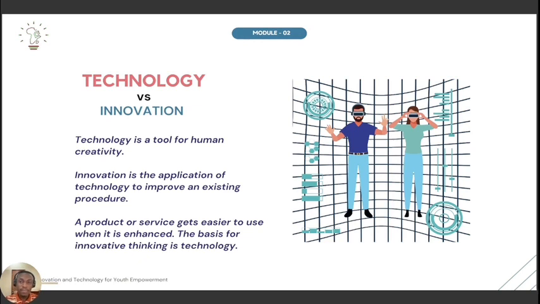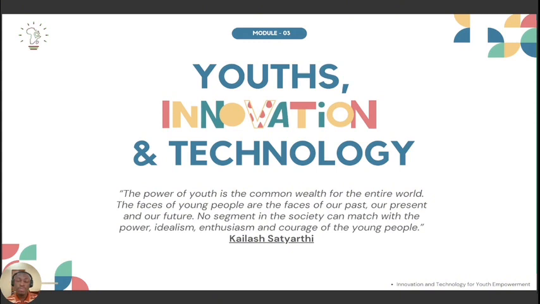Great. Now, welcome to Module 3, where we'll be looking at youths, innovation, and technology. And here's an amazing statement by Satyarthi, and it says that the power of youth is the commonwealth for the entire world, and that the faces of young people are the faces of our past, of our present, and also of our future. No segment in society can match the power, idealism, enthusiasm, and courage of the young people.